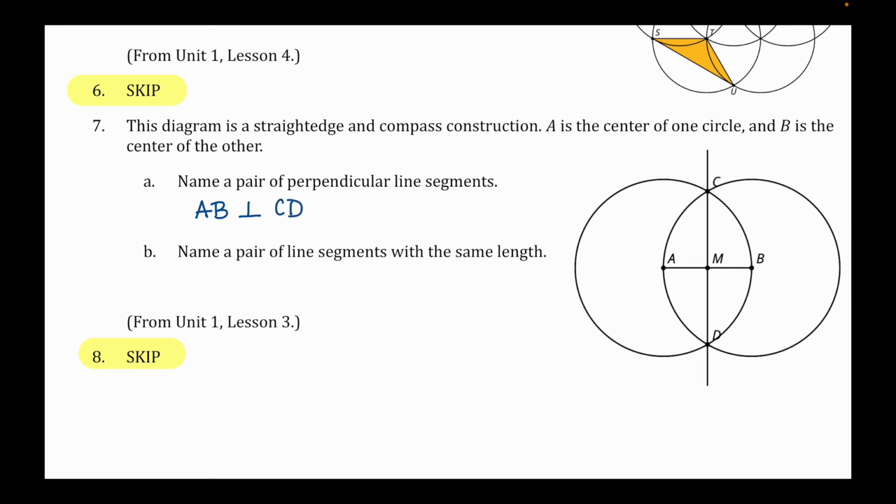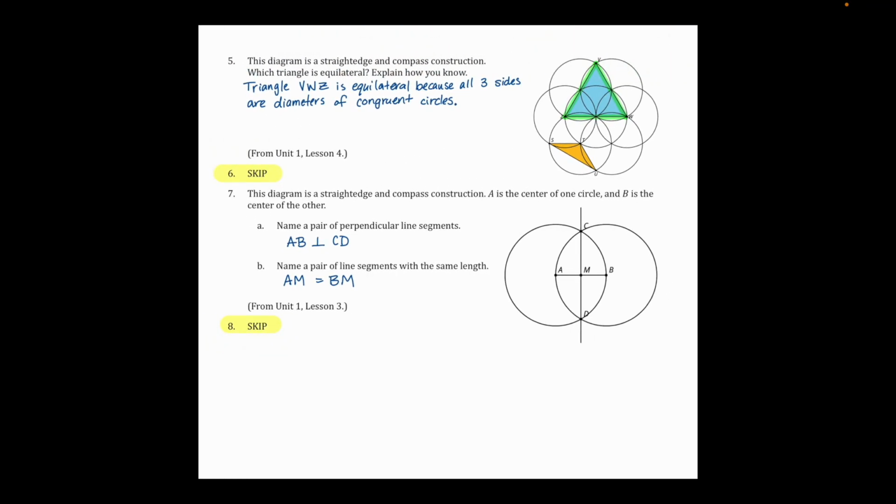And now this says name a pair of line segments with the same length. Because AB is being bisected, that means that AM and BM should have the same length. So I'm going to say AM is equal to BM. And that's it. They didn't ask us to explain why, so that is the full explanation.